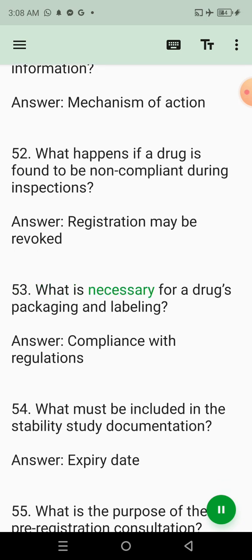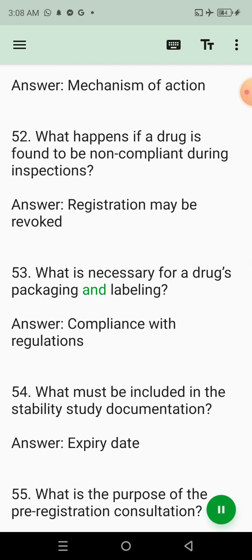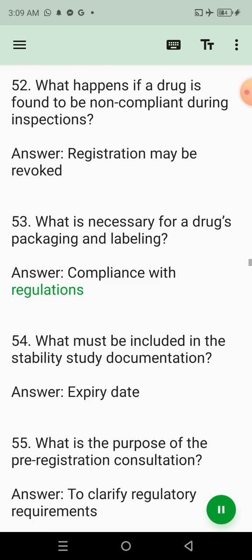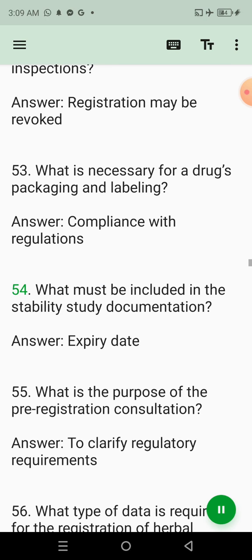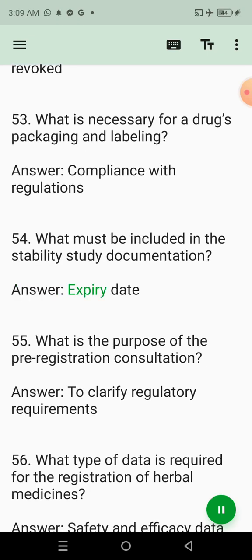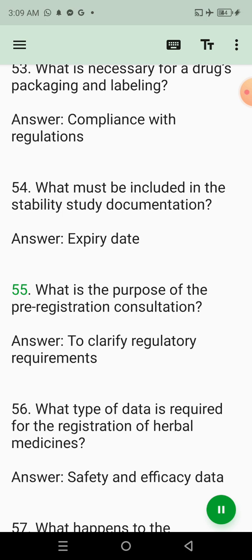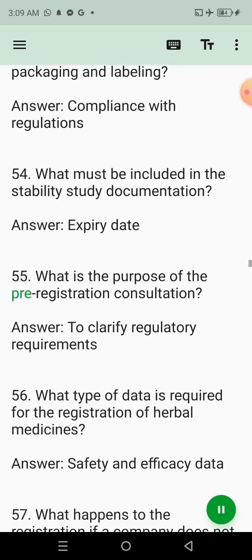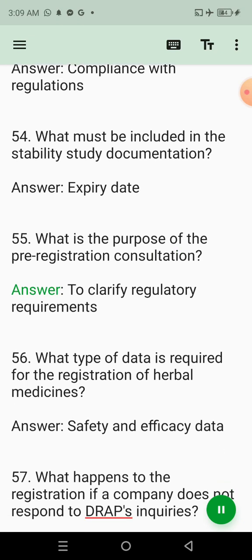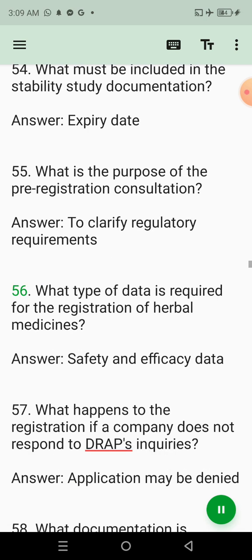53. What is necessary for a drug's packaging and labeling? Answer: Compliance with regulations. 54. What must be included in the stability study documentation? Answer: Expiry date. 55. What is the purpose of the pre-registration consultation? Answer: To clarify regulatory requirements.